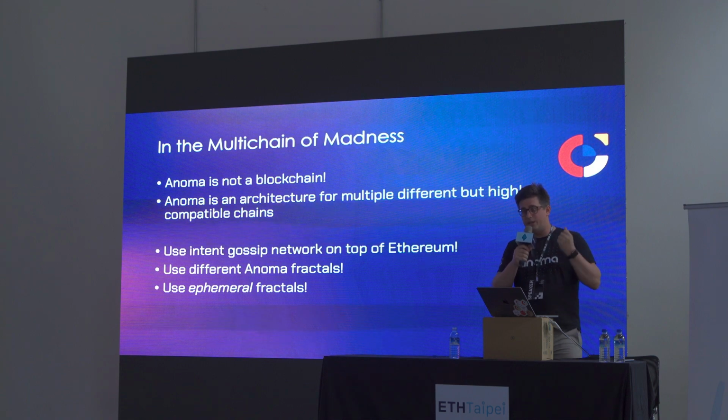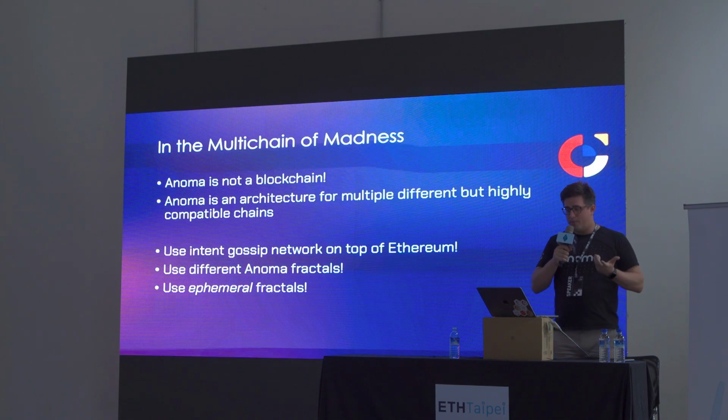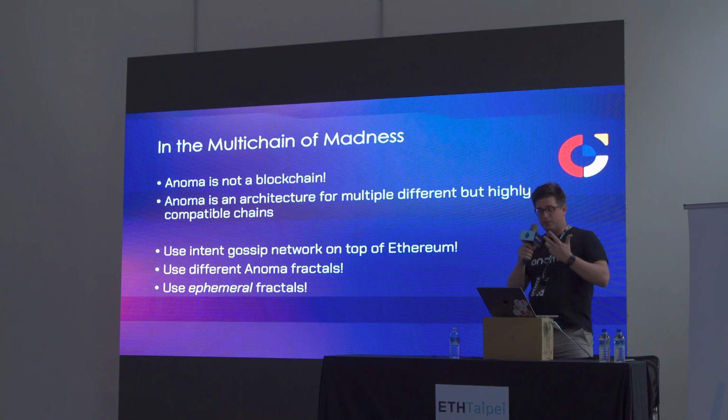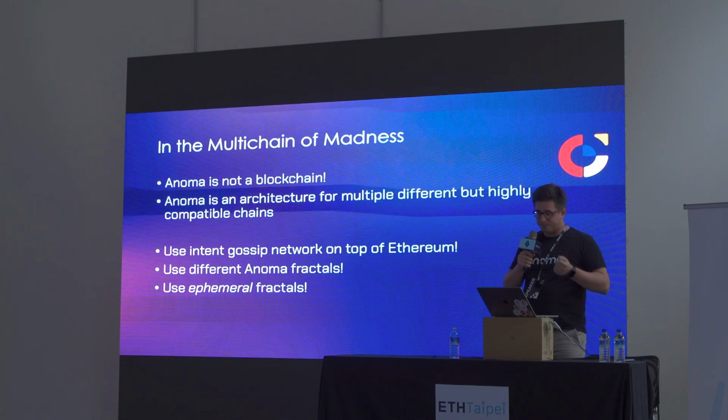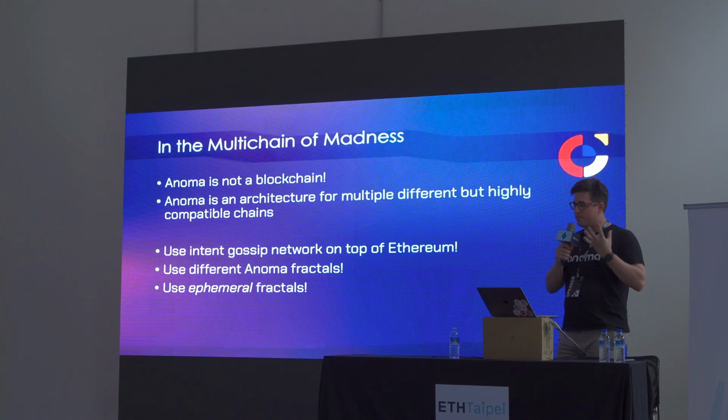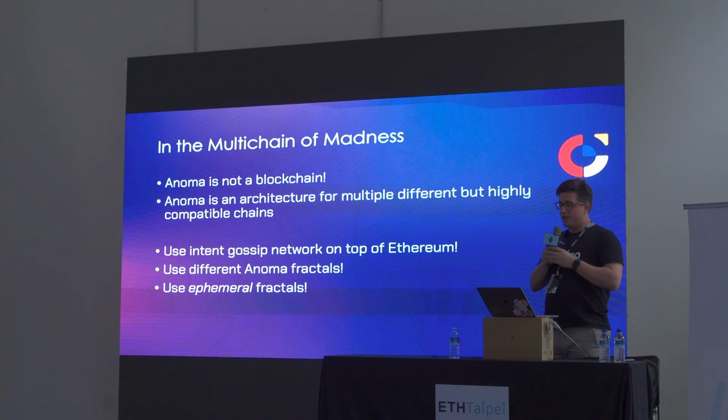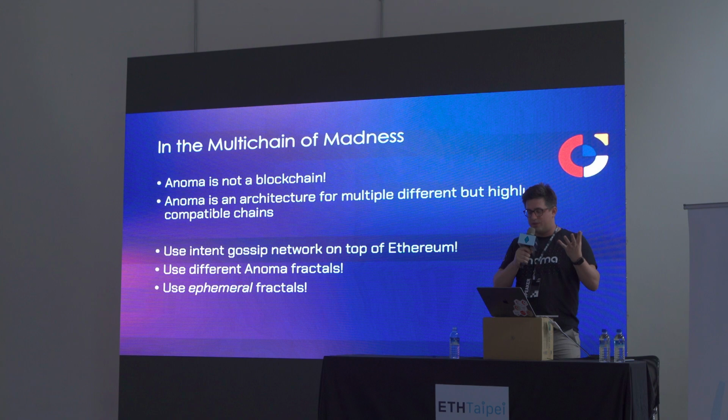Because Anoma is not a blockchain. Anoma is an architecture for multiple different but highly compatible chains. We call them fractals. So Anoma is a set of components for counterparty discovery and settlement. And you can mix and match these components.